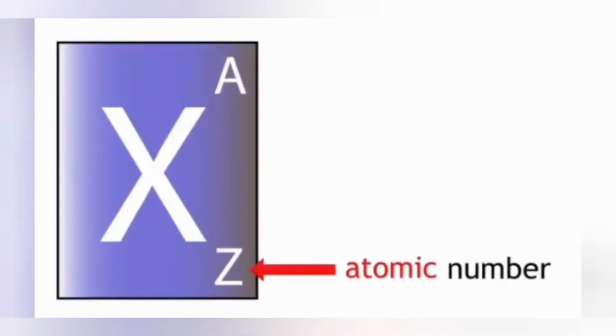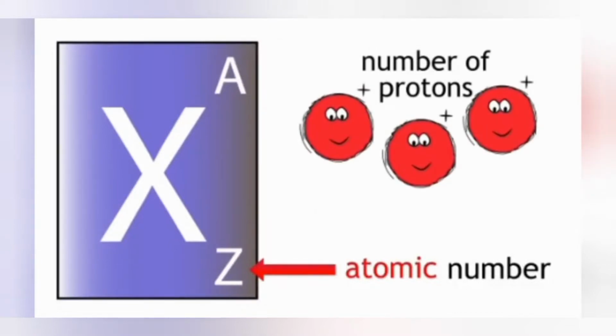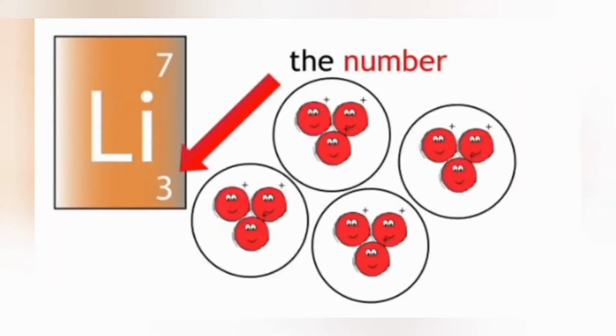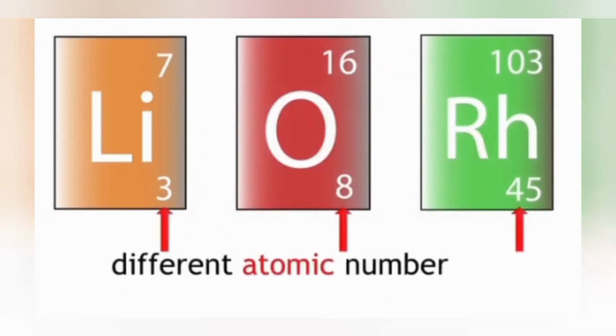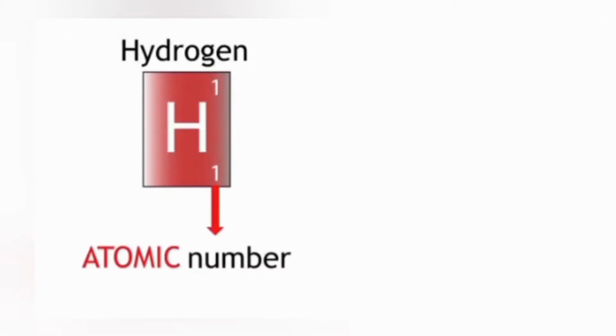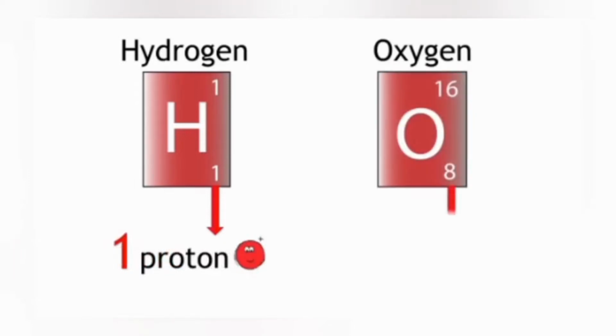The atomic number has a symbol Z. This number tells you how many protons are in one atom of an element. The number is always the same for all atoms of a particular element. Atoms of different elements have a different atomic number, meaning they have a different number of protons. For example, an atom of hydrogen has an atomic number of 1 because it has 1 proton. But an atom of oxygen has an atomic number of 8 because it has 8 protons.